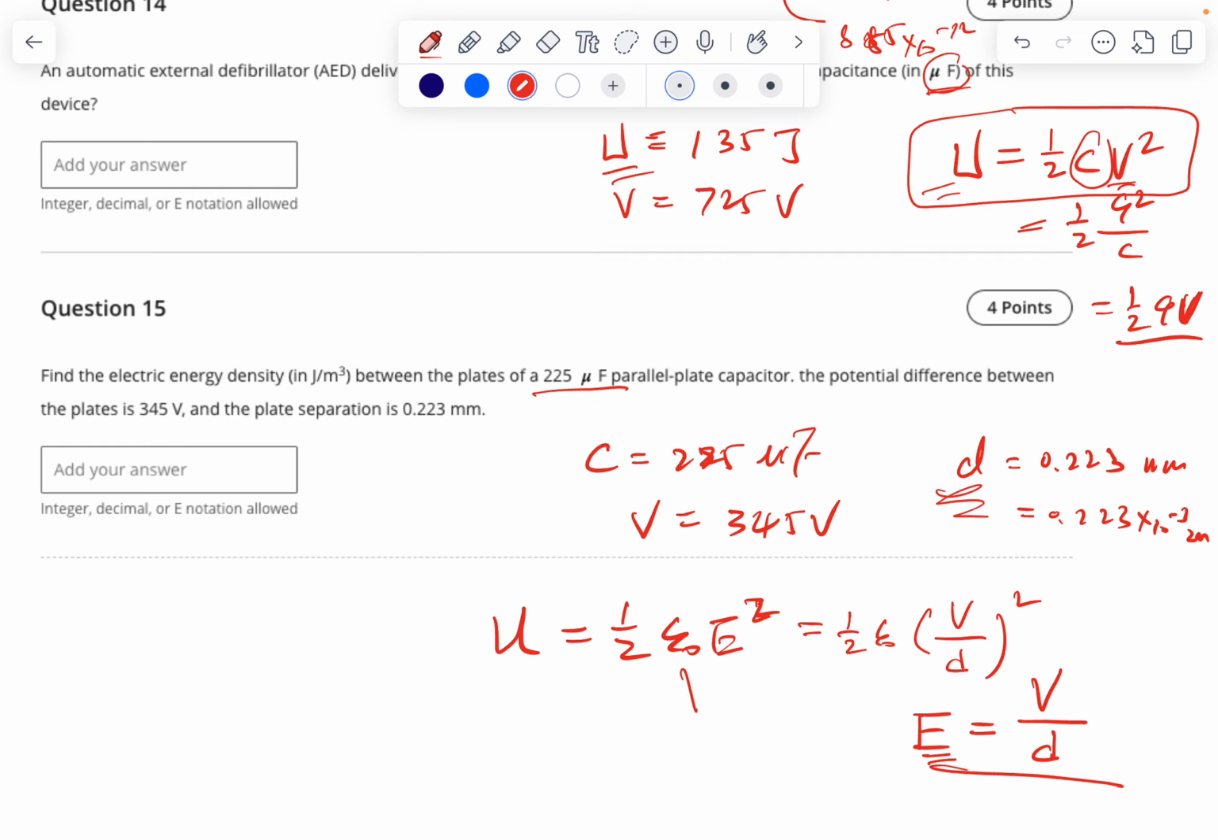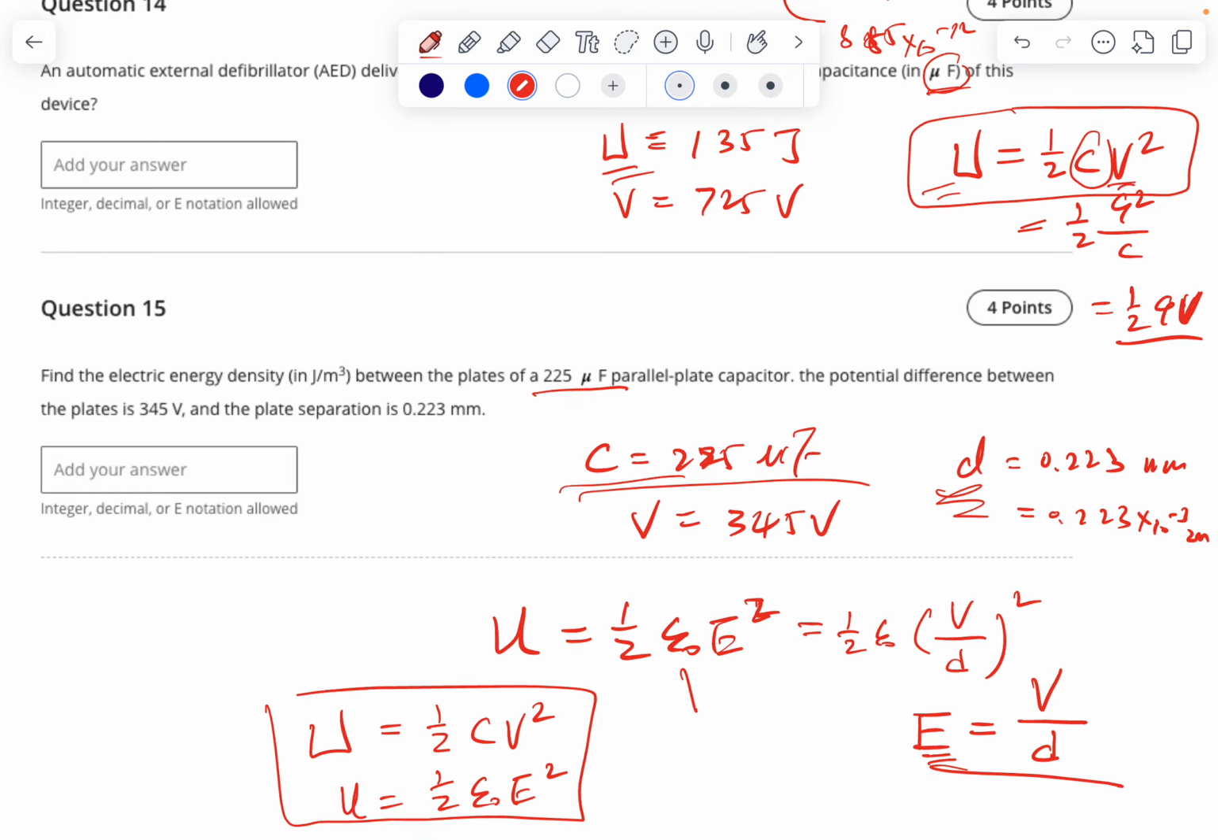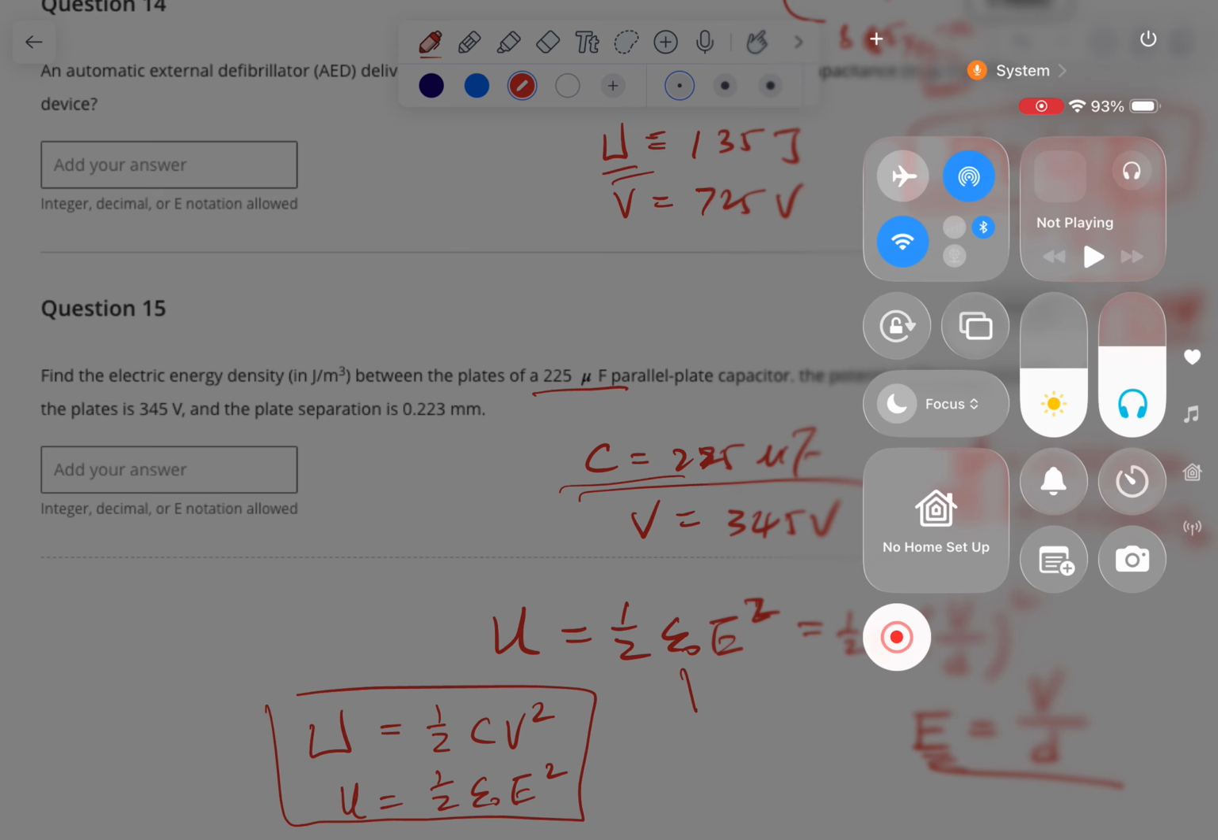Okay, well, you may ask where is the capacitance for the energy density. You don't use the capacitance in energy density. Energy here is 1/2 CV squared. Energy density equals 1/2 epsilon naught E squared. Okay. All right. So that's all for this problem, for this assignment.